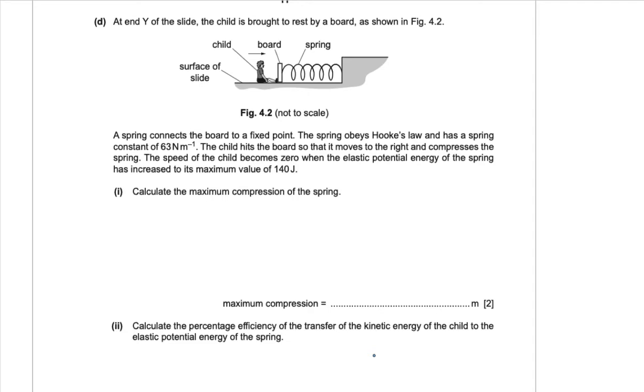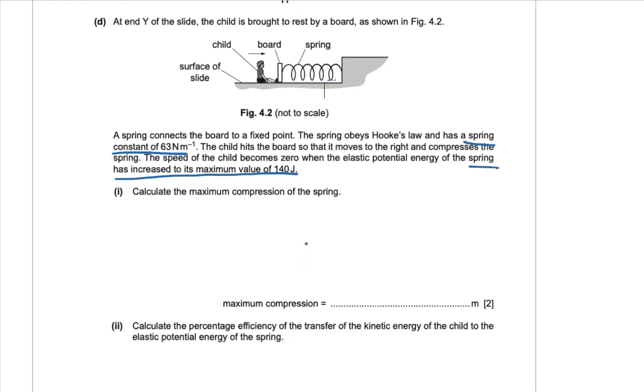Part D, at end Y of the slide, the child is brought to rest by a boat as shown in figure 4.2. A spring connects the boat to a fixed point. The spring obeys Hooke's law and has a spring constant of 63 newtons per meter. So it has this as a constant, spring constant. The child hits the boat so that it moves to the right and compresses the spring. The speed of the child becomes 0 when the elastic potential energy of the spring has increased to its maximum value of 140 joules. This is the elastic potential energy of the spring when it is compressed completely, and this boy reaches this point, probably this point.